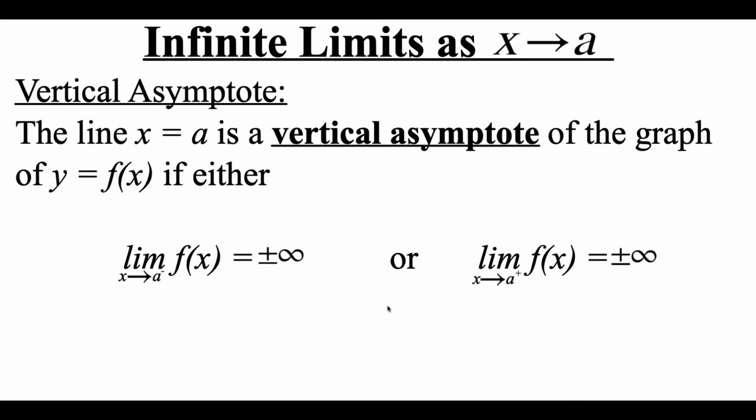So the line x equals a is a vertical asymptote of the graph of your function if the limit of your function as x approaches a from the left-hand side is either positive infinity or negative infinity, or if the limit of your function as x approaches a from the right-hand side is positive infinity or negative infinity. If, as you approach that specific a value from either side, your graph goes up to positive infinity forever or down to negative infinity forever, then there is a vertical asymptote at that specific a value.